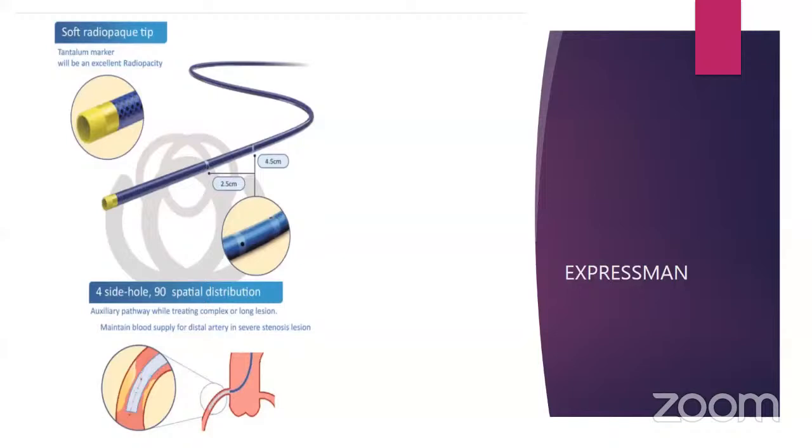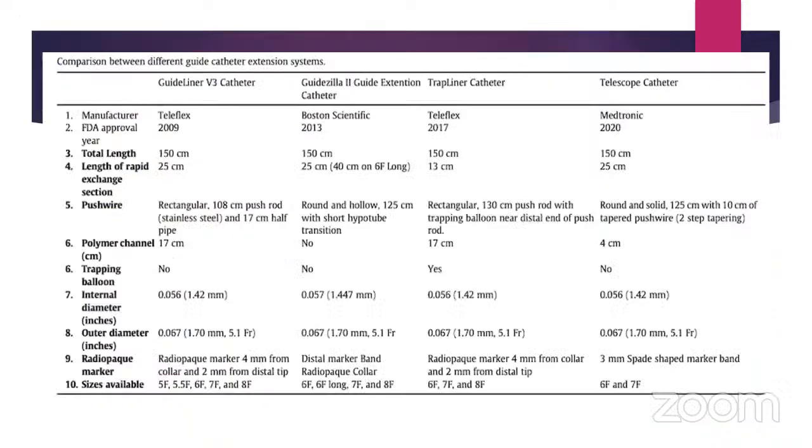This is the Expressman catheter developed by APT Medical. This is the only guide extension catheter which has side holes. This will maintain the blood supply for the distal artery even in the presence of severe stenotic lesions.